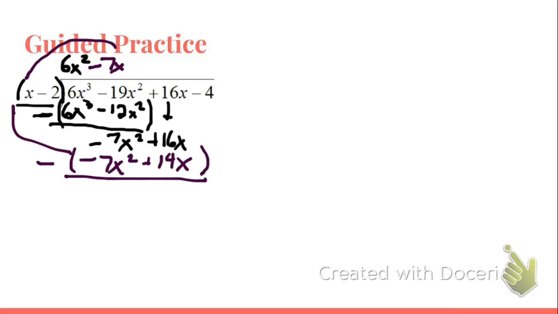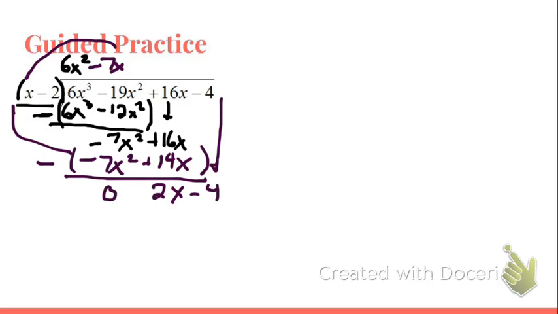So negative 7x squared minus negative 7x squared is 0, so we could just put nothing there, or a 0. 16x minus 14x is 2x. Bring down the 4. Now, how many times does x minus 2 go into 2x minus 4?